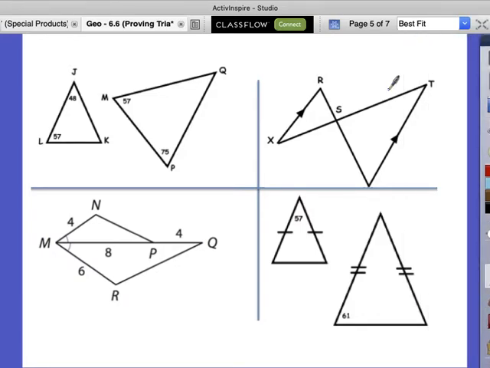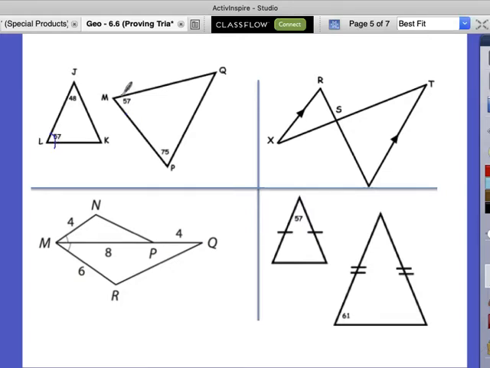So here we have triangle JLK and triangle QMP. And we're trying to say, can we prove these triangles similar? And if so, we want a similarity statement. So what was the first thing we did every time we had triangles being congruent? Mark information, right? So is there any information here we can mark? 57 and 57 are congruent.